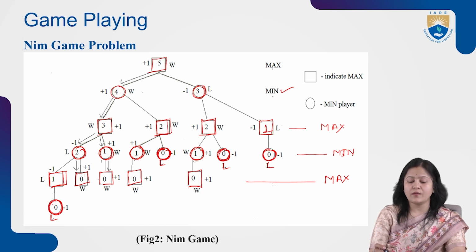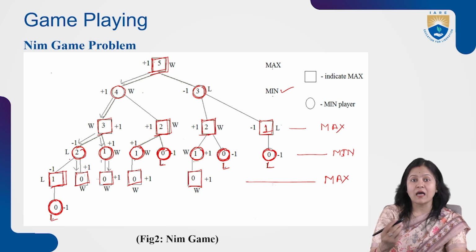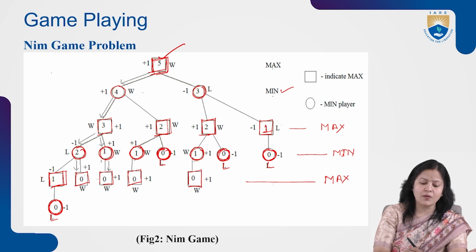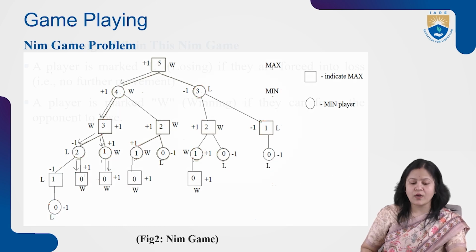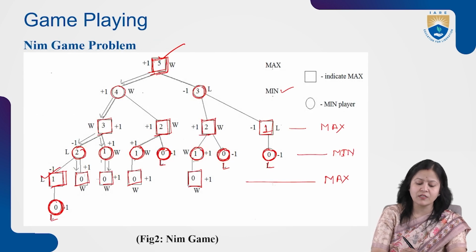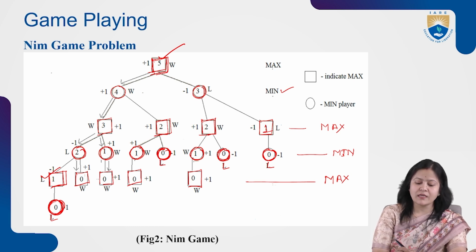Well, how we are getting L? Here, as per the problem statement of Nim game, if the game starts with the max player and max is taking the last object, okay, here max is starting the game, here max is taking the last object. Definitely who will be the loser? Mean will be the loser. That is what it is given. A player is marked as L if they are forced into loss. Who is forcing? Max player is forcing the mean player into loss. That means the mean player is the loser, no further movement from that side.